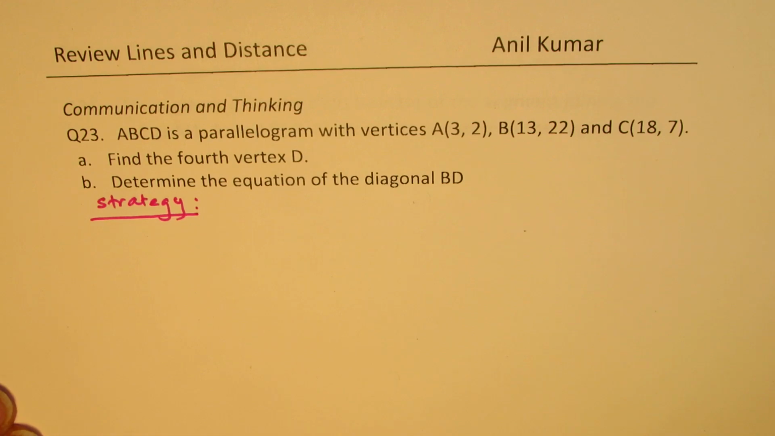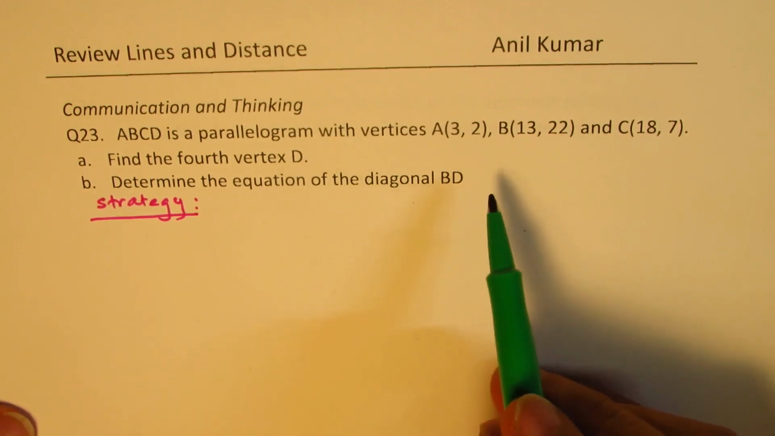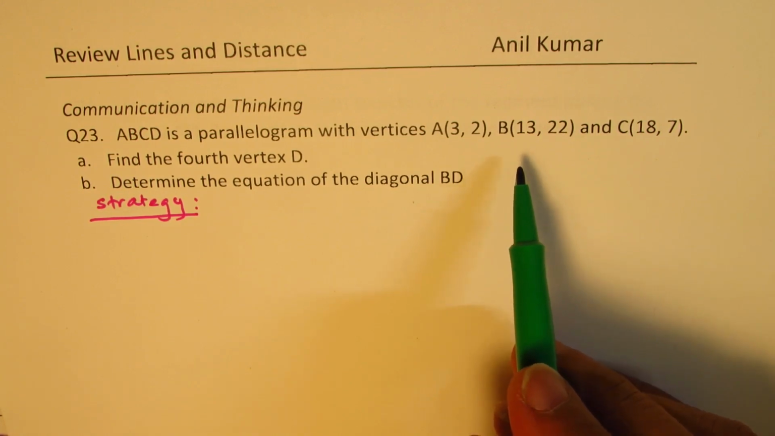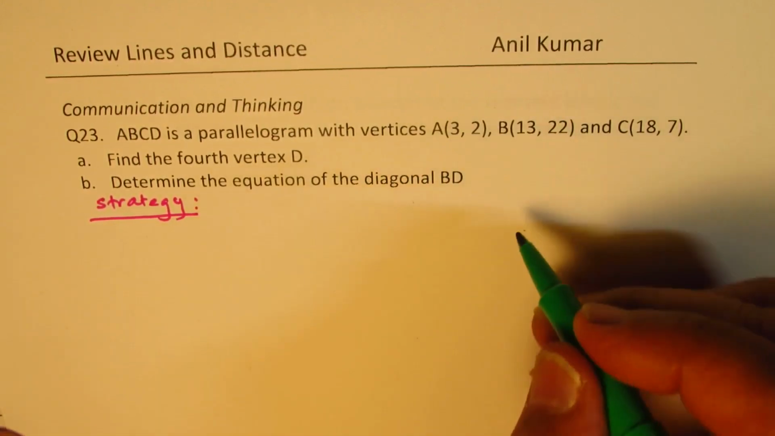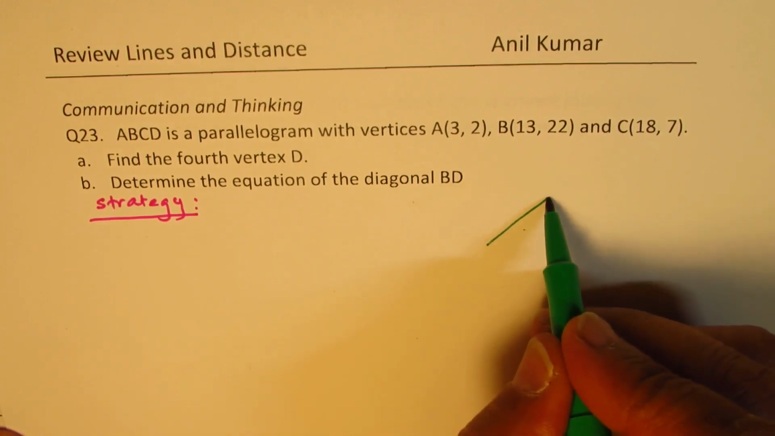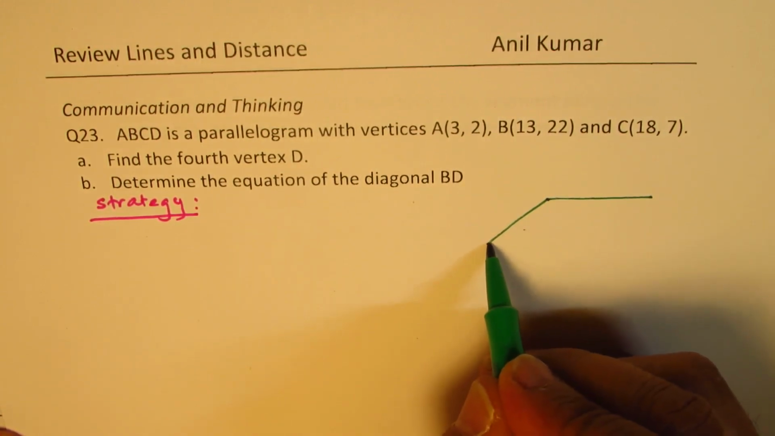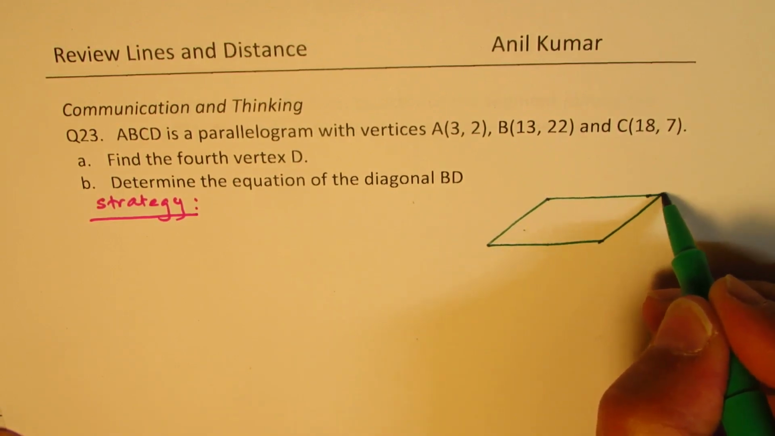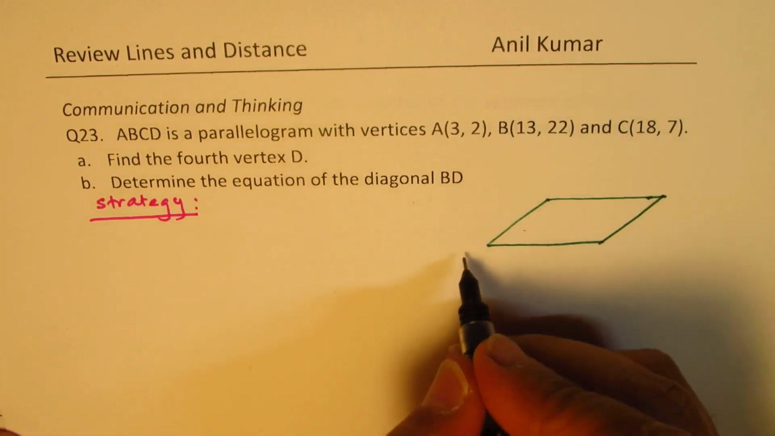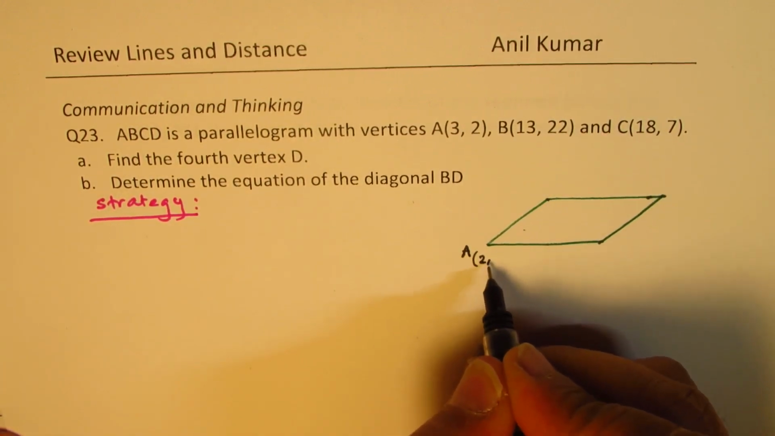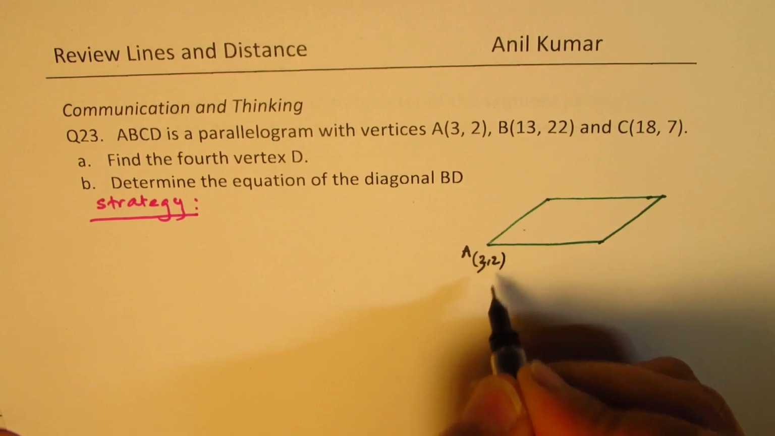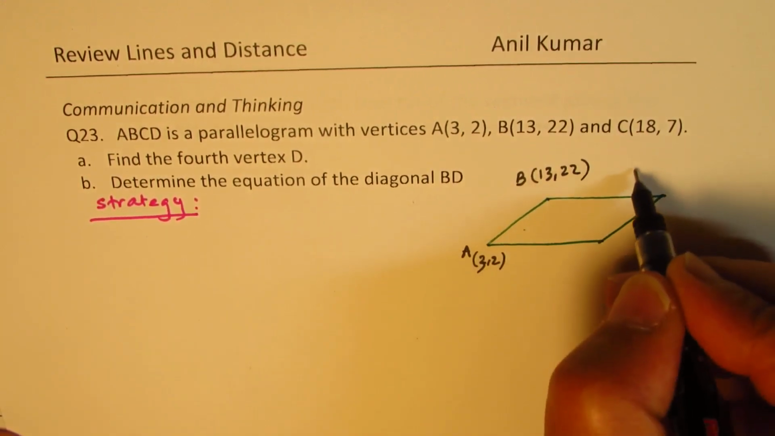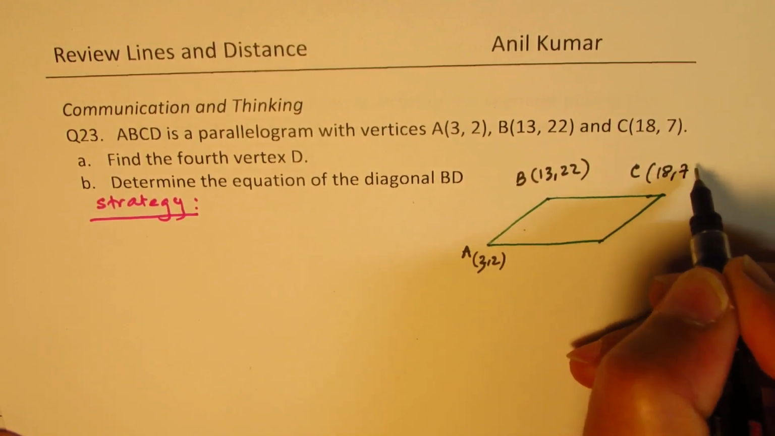Normally you're going to find the slope of the line and then work out the intercepts of the line. That'll be too lengthy. So we are given a parallelogram. Let me just sketch one here, right? We are not bothering about the perfect orientation, but we'll just make a parallelogram. So here we have a parallelogram. Let's say this is A, which is (3, 2), right? This is B, which is (13, 22). And this is C, which is (18, 7), right?